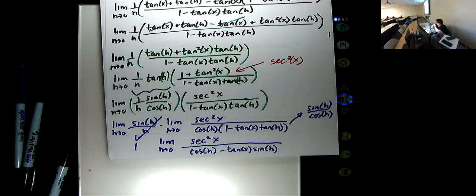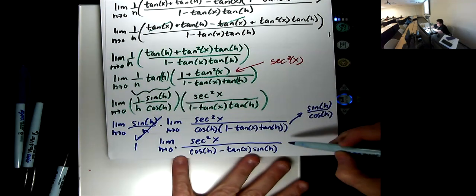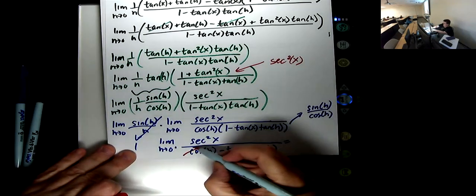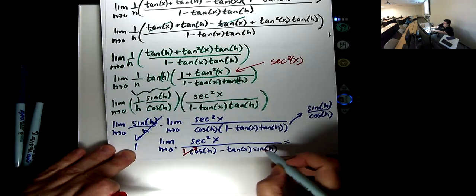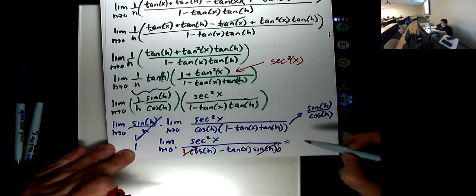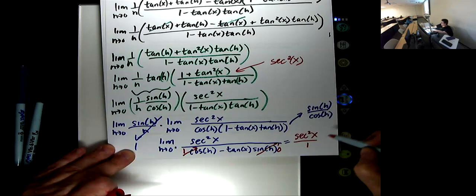And we're right about where we want to be. Because if we do the limit as h goes to 0, this goes to 1. Cosine of 0 is 1 and sine of 0 is 0. So we're just left with secant squared x over 1, which is secant squared x.